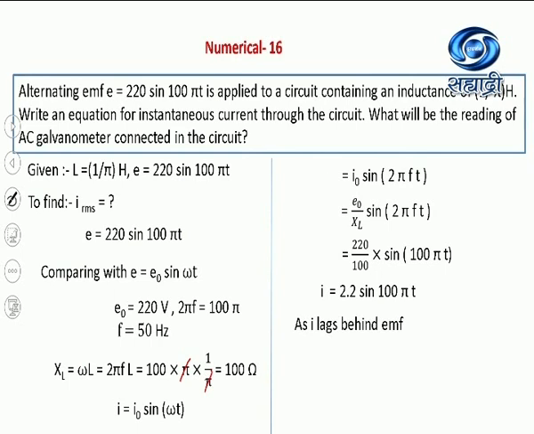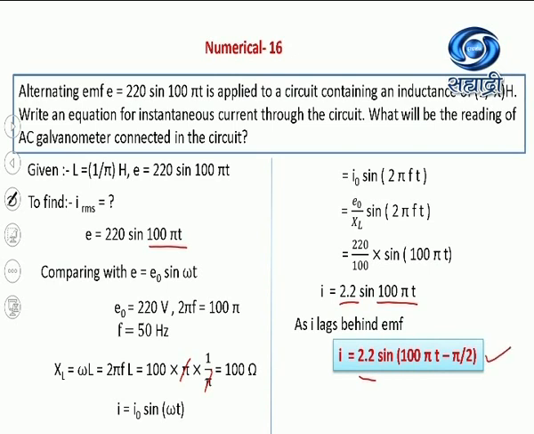Now for an inductor, we know that current lags behind the EMF by a phase difference of pi by 2. So naturally, the phase for EMF and current will not be the same. So our expression will be I is equal to I naught, that is 2.2 into sine of 100 pi t minus pi by 2, because current lags behind the EMF in phase by pi by 2. So this will be the right equation for the instantaneous current.